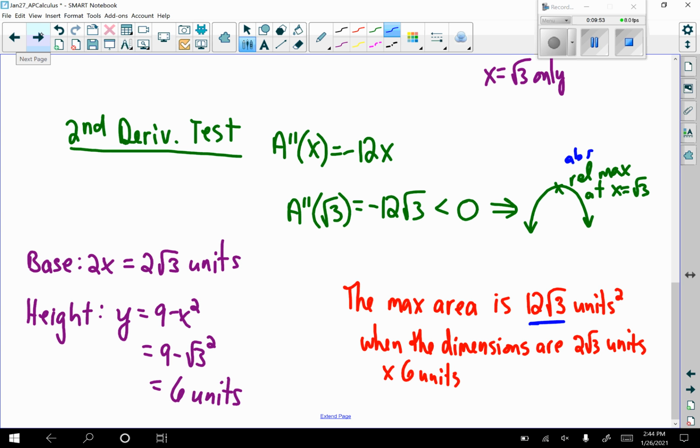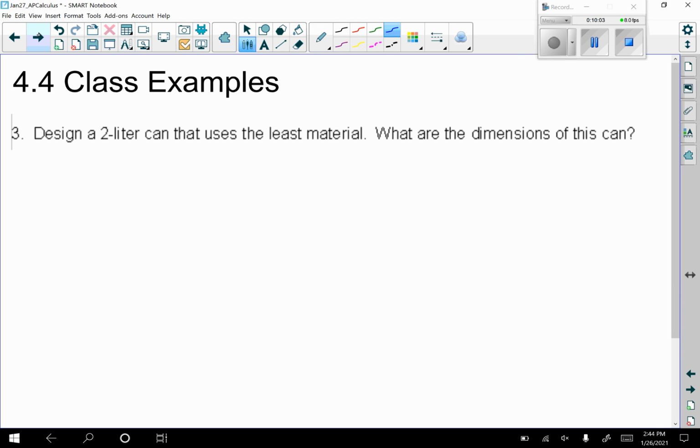All right, so now we're going to take a look at example 3 off of yesterday's handout that I gave you guys. We're going to design a 2-liter can that uses the least material. We want to know what the dimensions of this can need to be. So a can is in the shape of a cylinder. The 2-liter means we're dealing with volume. Now the formula for volume is the area of the base times the height. So let's go ahead and draw a little cylinder here.